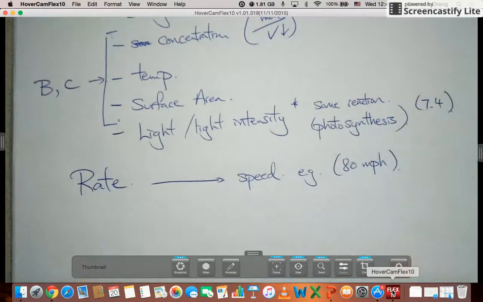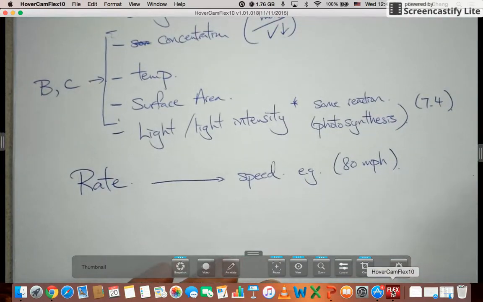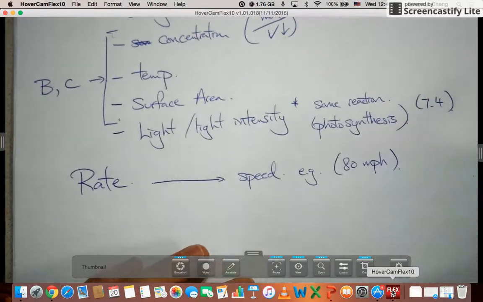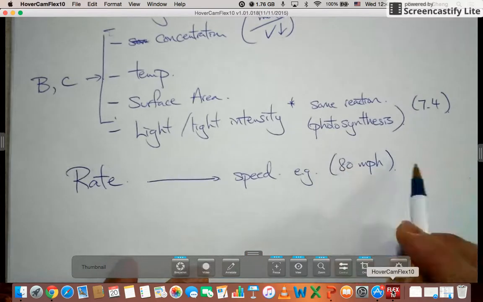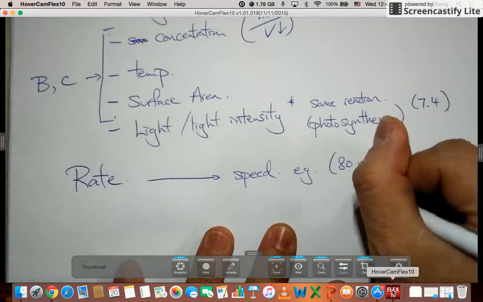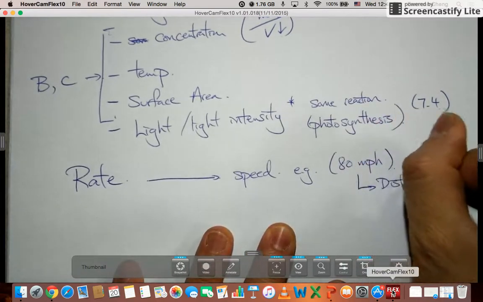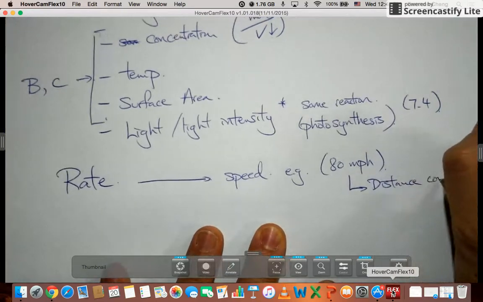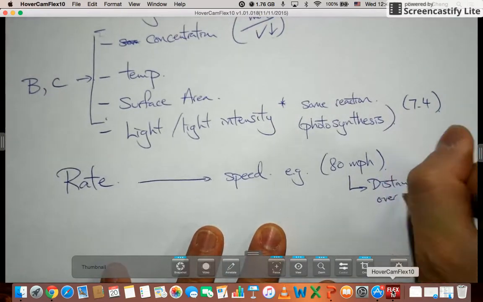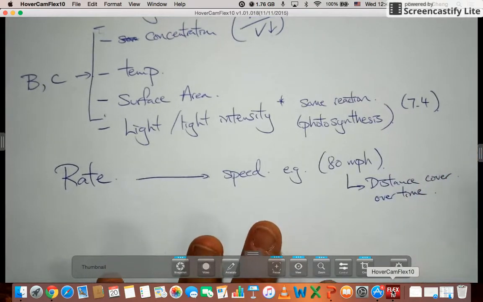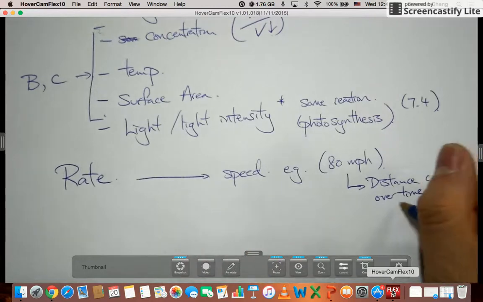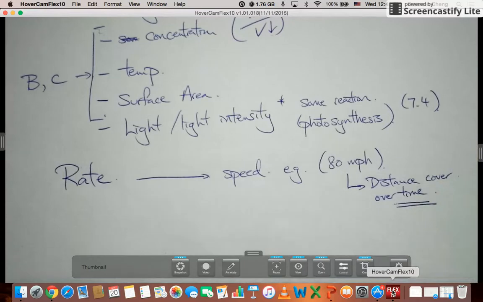Example, 80 miles per hour. MPH. I'm not American, so it took me a while. I was like, MPH, I have to figure it out. Canadians use kilometers per hour. Now here, you're talking about distance covered over time. In 1 hour, it covers 80 miles. Boom. So when you're talking about rate, you are talking about whatever it is over time.